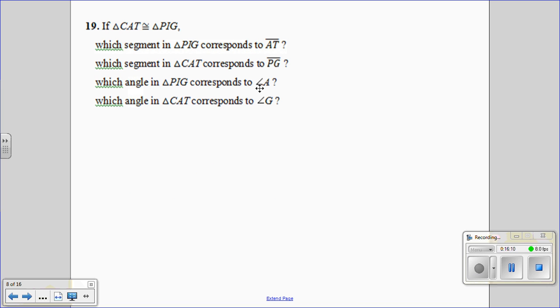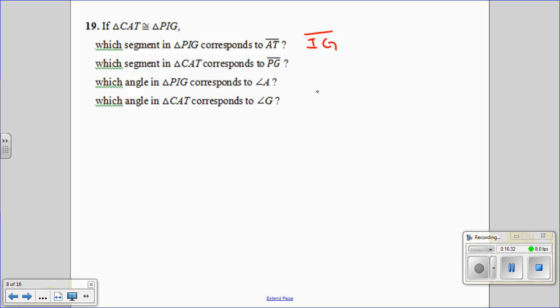So now we have triangle CAT is congruent to triangle PIG. Which segment in PIG corresponds to segment AT? That would be segment IG, because both A and T are second and third in CAT, so I and G are also second and third in PIG.